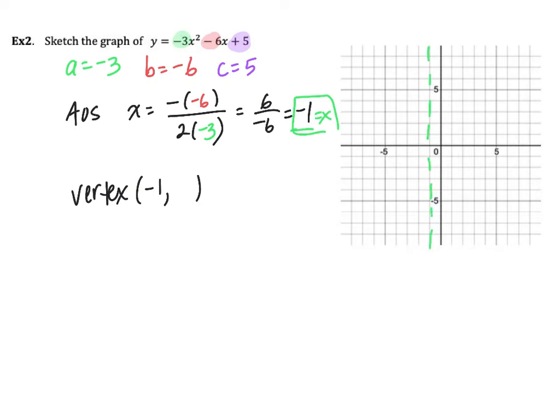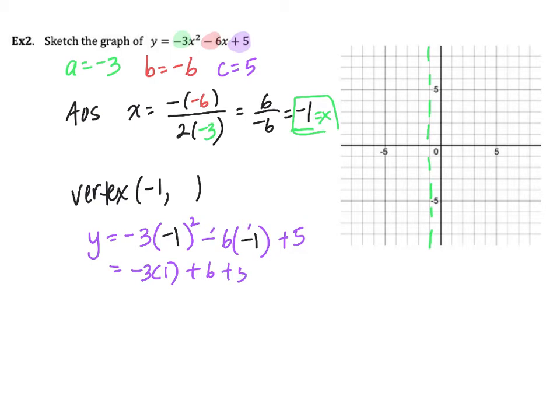So you should have gotten an axis of symmetry of x equals negative 1, which means the x-coordinate of my vertex is negative 1. I'm going to try to find the y-coordinate of the vertex. How am I going to do that? I'm going to plug in negative 1 into my actual equation. So I have negative 3 x squared, well x is negative 1, minus 6 times x is negative 1. So I'm actually going to calculate this. I would get negative 3 times 1 plus 6 plus 5. Double negative here gives me positive 6. So when I add that all together, 11 minus 3 is 8. So my y-coordinate of my vertex is positive 8.